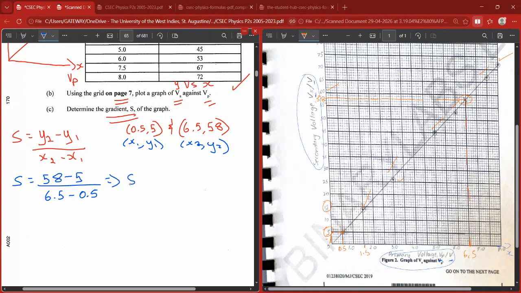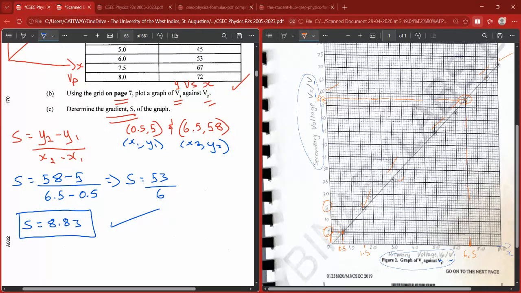So I'm going to get S to be equal to 58 minus 5 is 53, all over 6.5 minus 0.5 is basically 6. So my slope, which is the gradient, is 53 divided by 6. I'm getting 8.83, 2 decimal places. That is my answer for the gradient. Understand this, right?